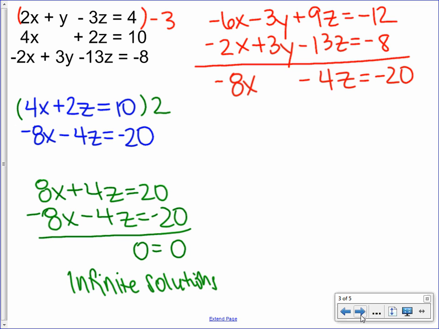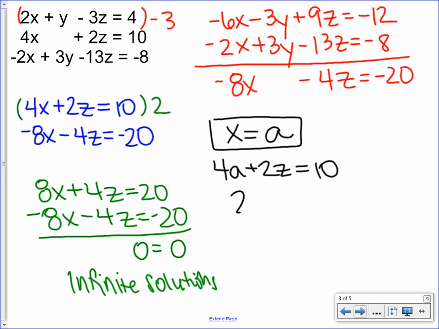So if we let x equal a, then we can come back to this equation right here and say that 4a plus 2z equals 10. Which means 2z equals 10 minus 4a. Which means z is what? 5 minus 2a.